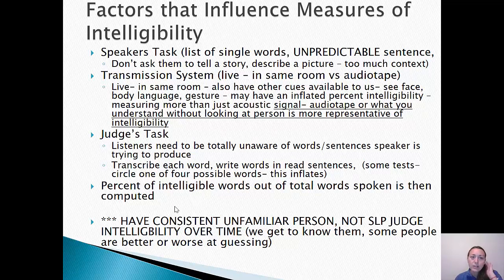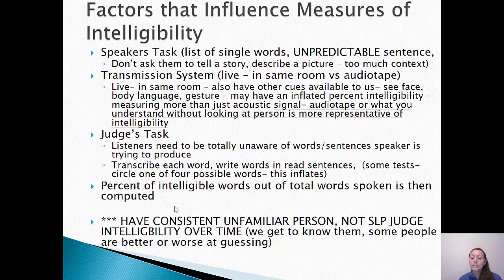So let's talk about this a little bit. When we're talking about intelligibility, we have to think about this with context. So for the speaker's task, there are many ways we can look at this. We can give them a list of single words and they have to read them or repeat them. And then we can do a binary system of yes, we understood, or no, we didn't understand. Well, that's a really structured task and likely an inflated measure of intelligibility.